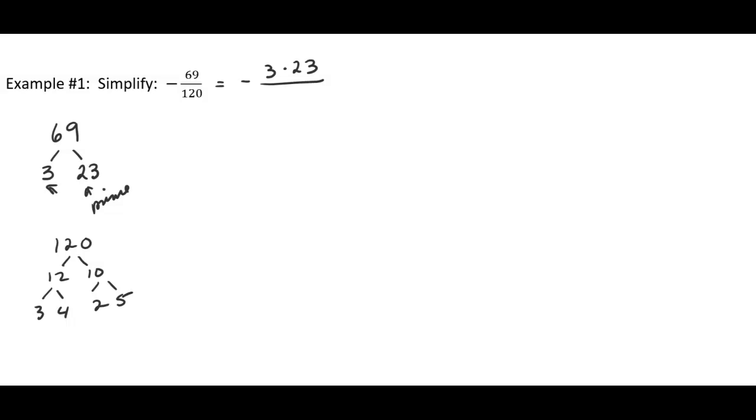Now, a common mistake is made here. 4 is not prime, so you want to break it down into all the primes. So you have 2 times 2 times 2. There's three factors of 2, a 3, and a 5.